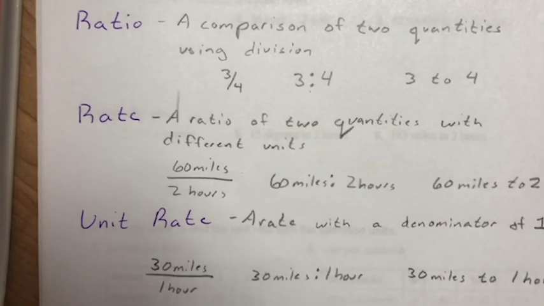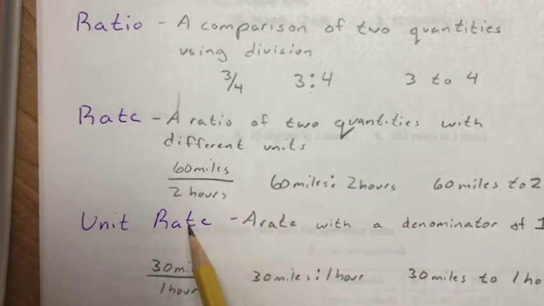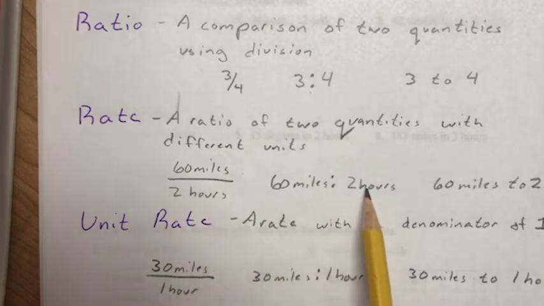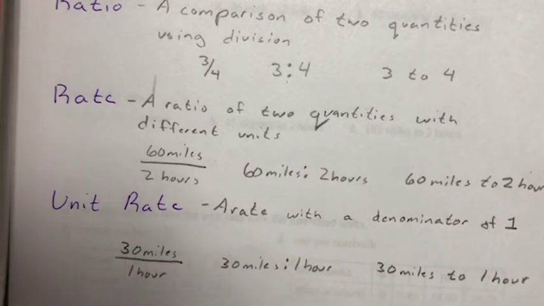A rate is a ratio of two quantities with different units. So I'm still comparing numbers, but now I have a unit: 60 miles per 2 hours, or 60 miles to 2 hours. It's just comparing two numbers with units. All right, that's all that is.